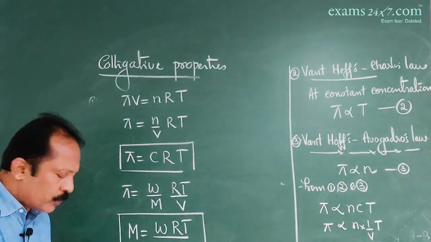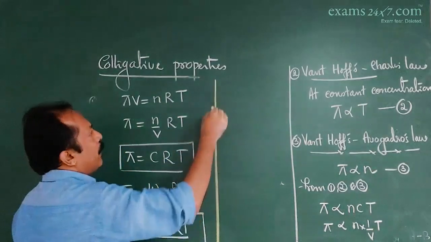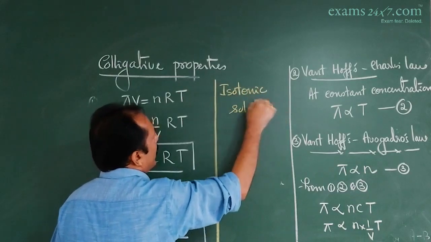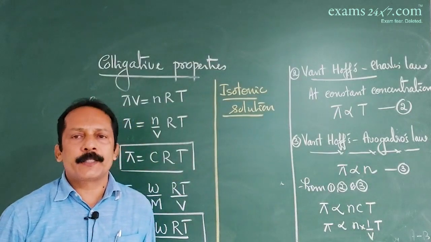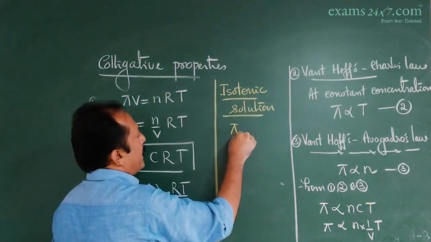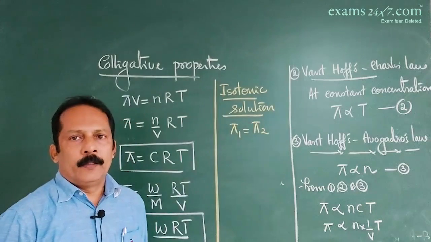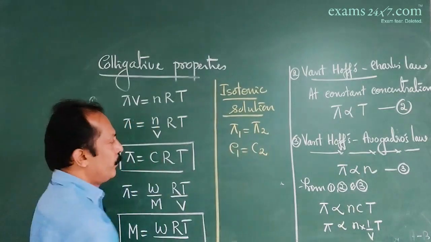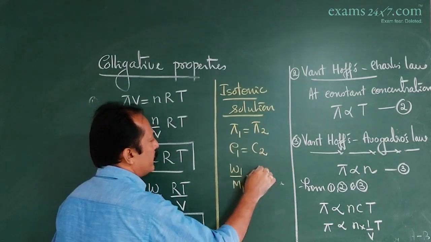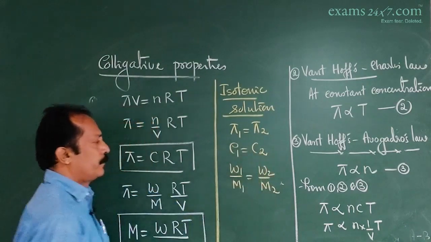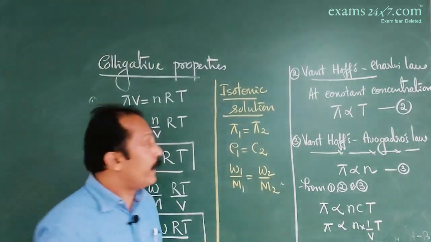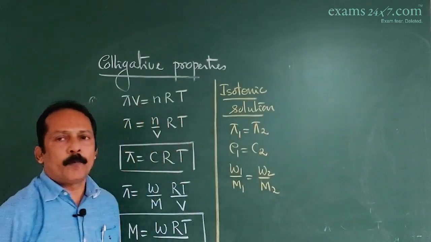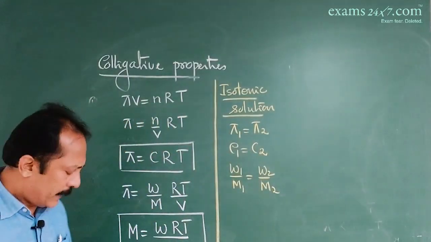Some of the terms related to osmotic pressure. About isotonic solution. Very important term, isotonic solution. Solutions having the same osmotic pressure are called isotonic solutions. Pi 1 equals pi 2. When osmotic pressure is the same, concentration of the solution remains the same. C1 equals C2. Or we can write W1 by M1 equals W2 by M2. From this relationship, you can calculate the molecular mass of an unknown compound if the molecular mass of the other compound is given. This is applicable only for isotonic solutions.